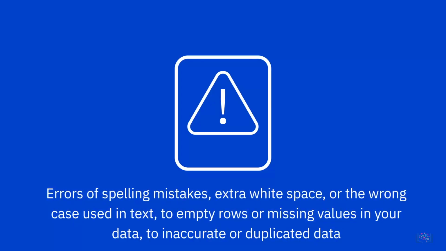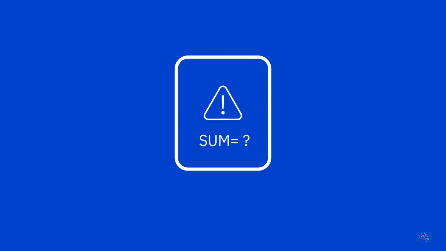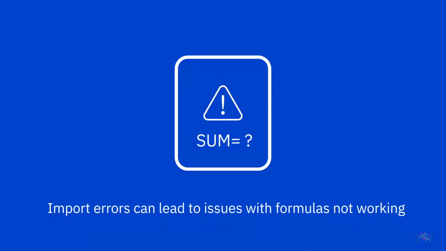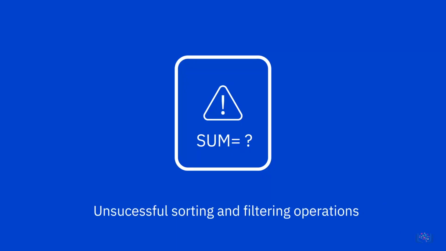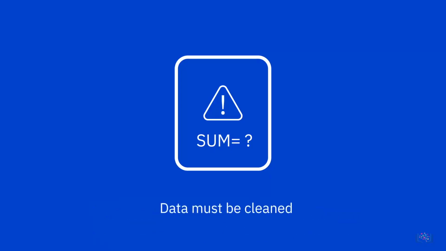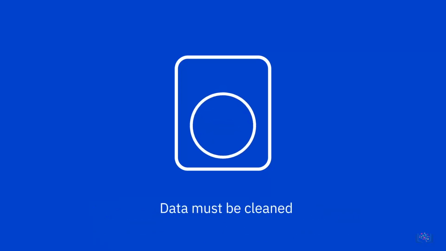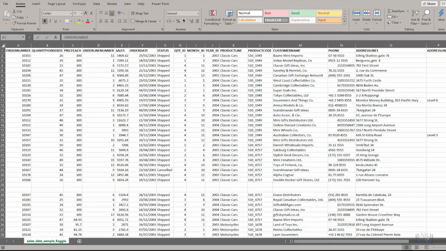Having these errors and inconsistencies in your data can lead to issues with formulas not working, with unsuccessful sorting and filtering operations, and therefore inadequately visualized and presented data findings. These data errors and inconsistencies require you to carry out some form of data cleaning routine to improve the quality and usability of the data. Let's start off with one of the easier of those tasks, which is spell checking. In Excel, this works in pretty much the same way as you may have already encountered in applications such as Microsoft Word or other common word processing applications.